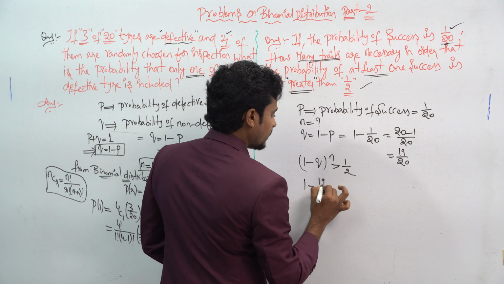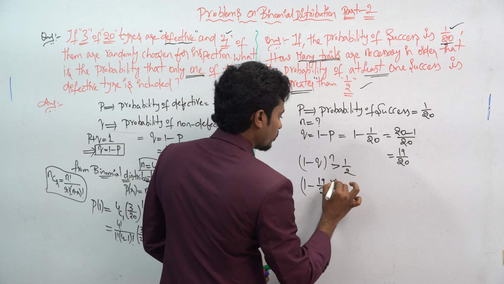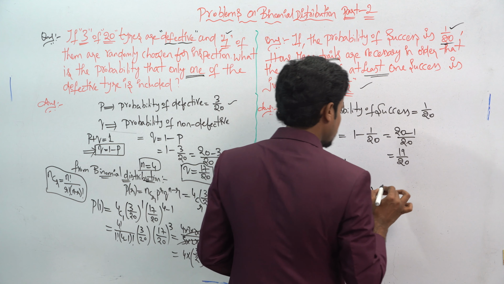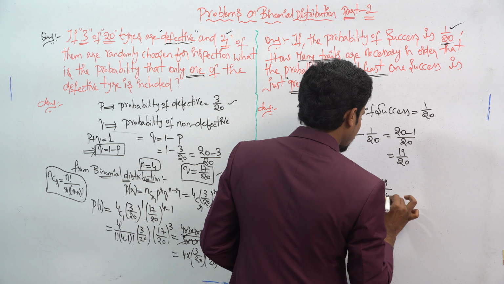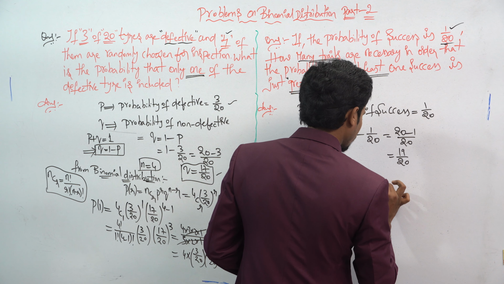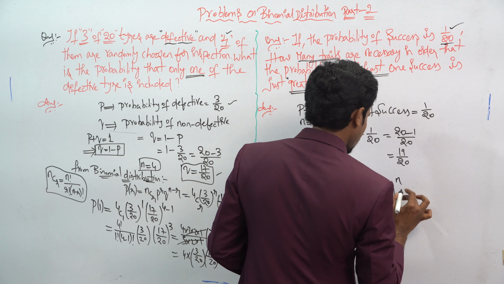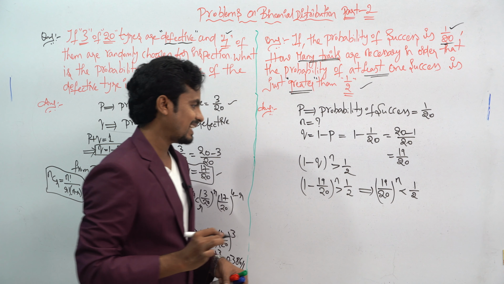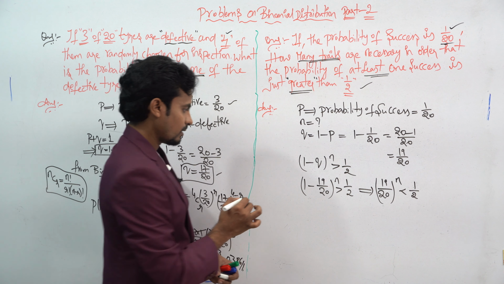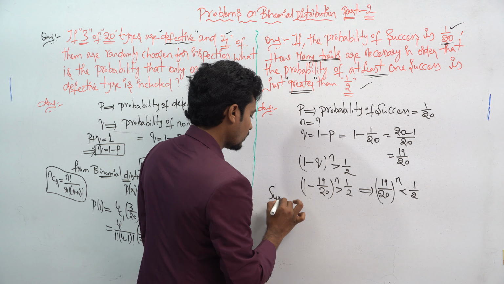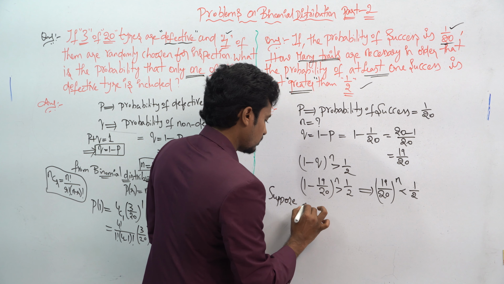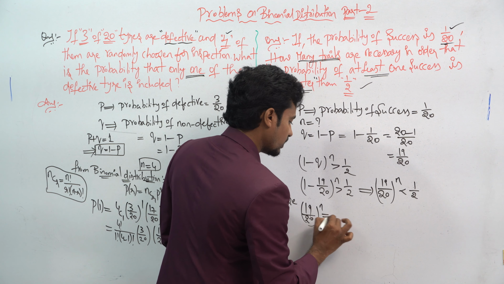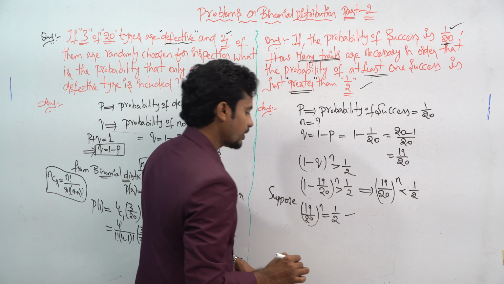So 1 − q, that is (19/20)^n, is greater than 1/2. And how can you write this? This will become (19/20)^n less than 1/2. So in this case, suppose I take (19/20)^n equal to 1/2.